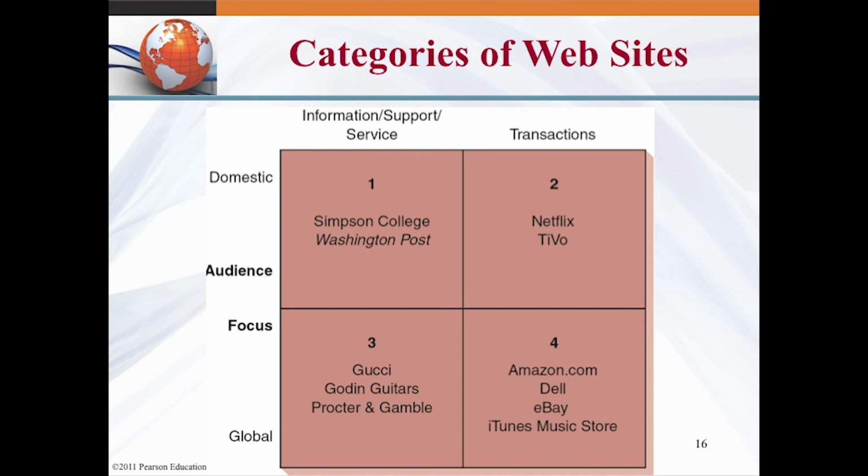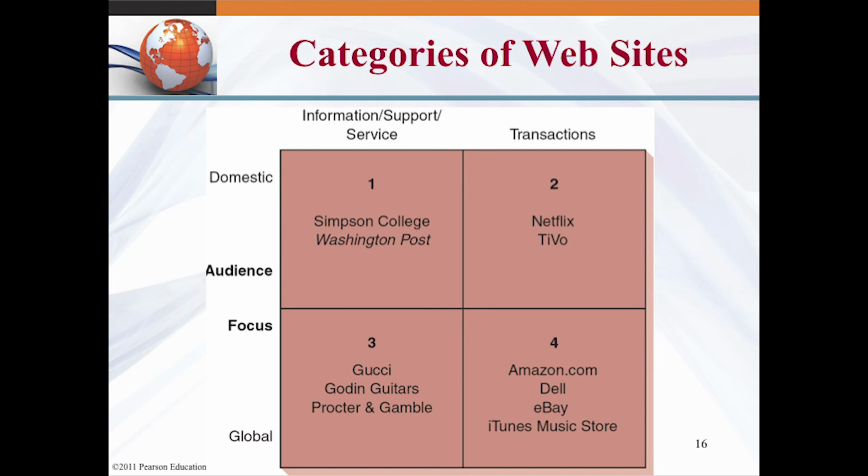In quadrant 2, companies such as iTunes Music Store maintain transaction oriented e-commerce sites with a domestic focus. Companies in both quadrant 1 and 2 do attract international traffic, but the focus is still local. For example, international students at your college may have learned about your school via the internet.